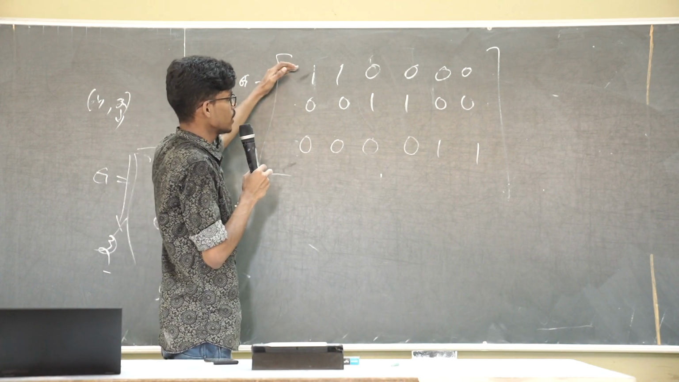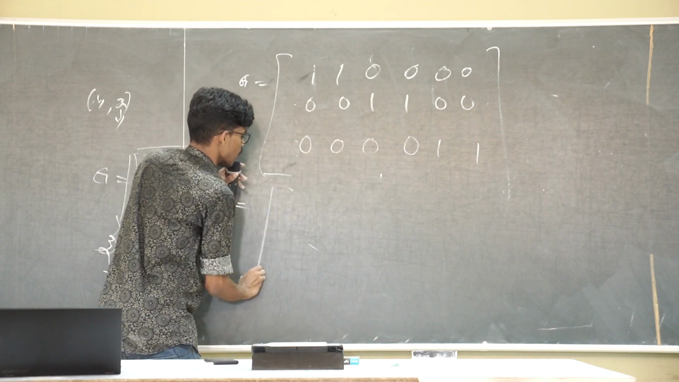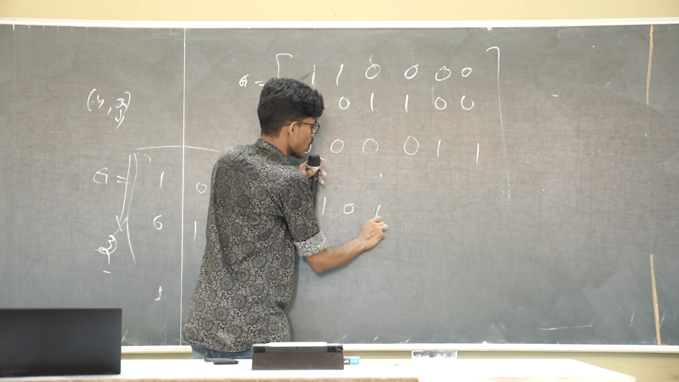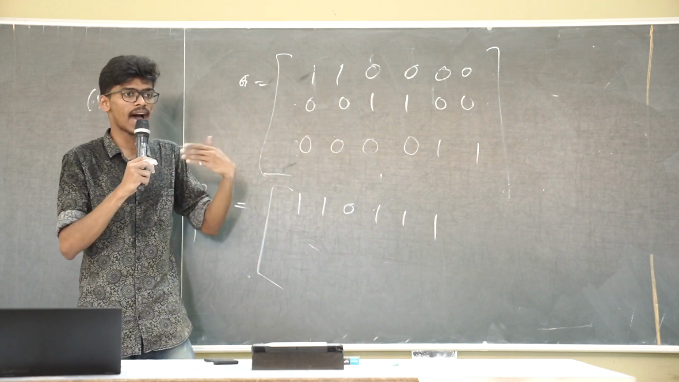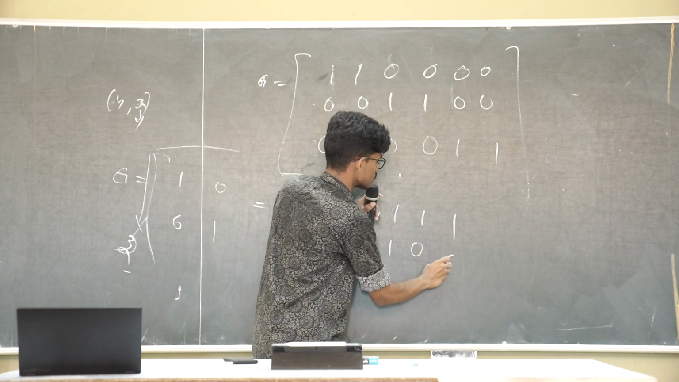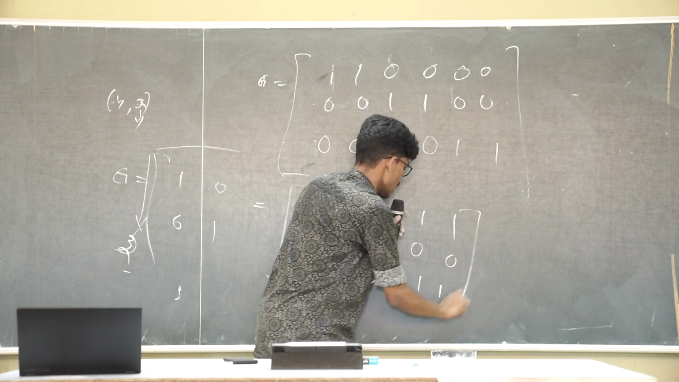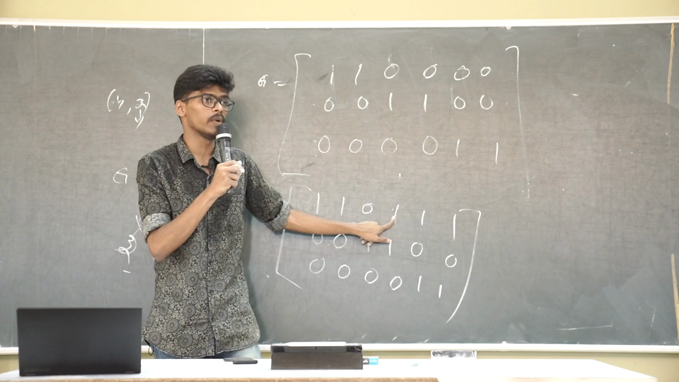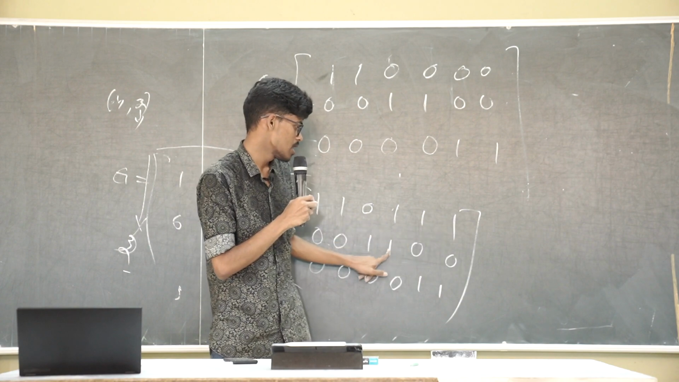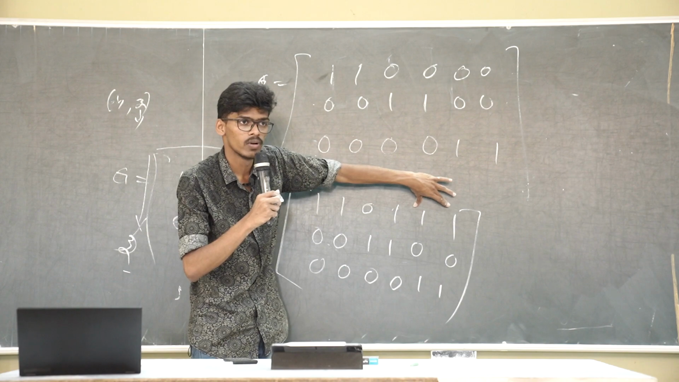First, to row 1, you add R2 plus R3. So it will be 1 1 0 1 1 1. R2 plus R3, so 0 0 1 1 0 0. The last row will be 0 0 0 0 1 1. Now to make it only 1, what should I do? And our aim is what? 1 0 0, 0 1 0, 0 0 1. So to make this 0, what should I do?